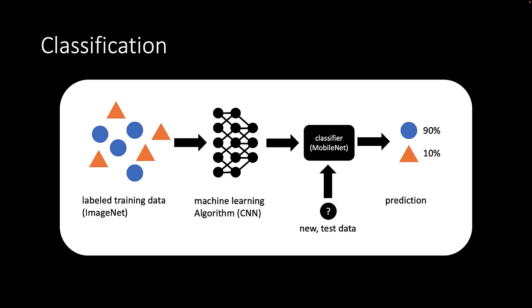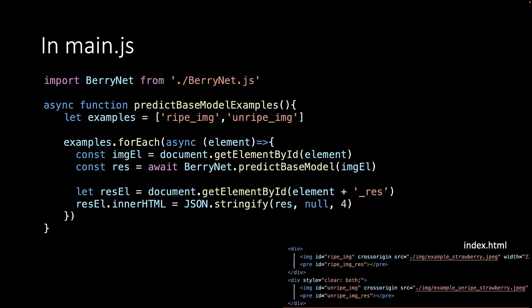You give it a new image, and for each label in the training set, it will give a prediction on what the odds are that the object with that label is in the picture. In this case, it is 90% sure that there is a circle and only 10% sure it is a triangle. What we want to do is see what mobilenet sees in our example strawberry images.